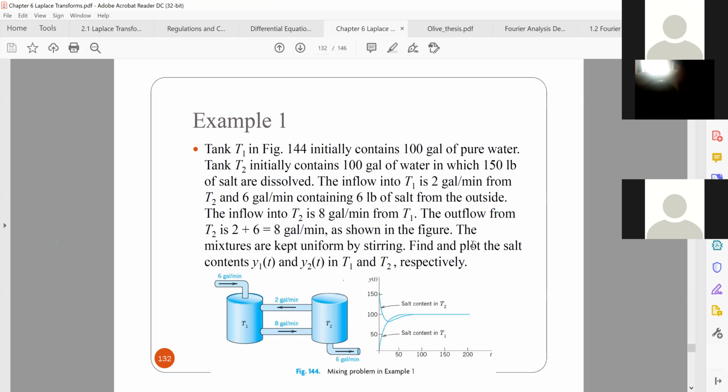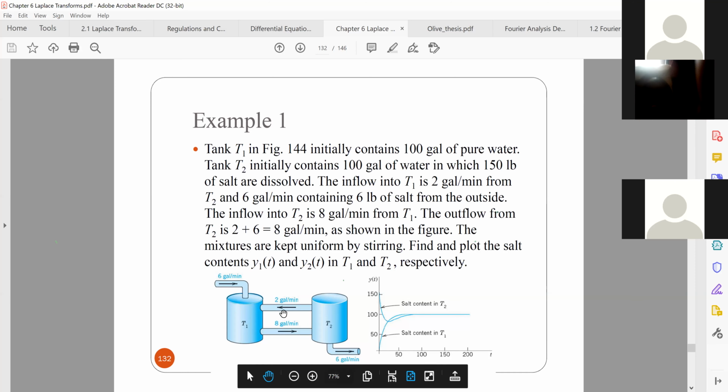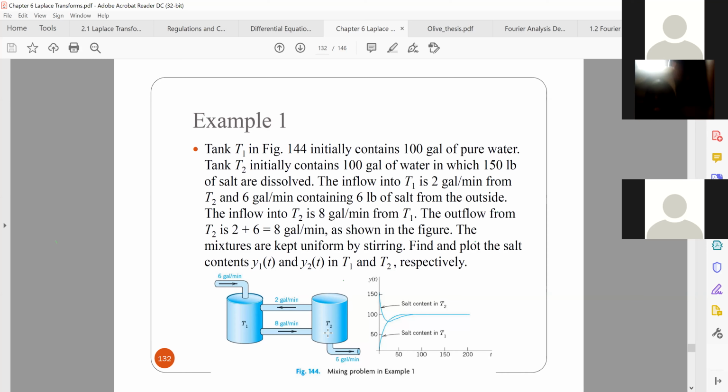So we have a system here. Tank 1 initially contains 100 gallons of pure water. Tank 2 initially contains 100 gallons of water, in which 150 pounds of salt are dissolved. Lb is pounds and gal is gallons. So the inflow into T1 is 2 gallons per minute from T2 and 6 gallons per minute containing 6 pounds of salt from the outside. This is what they are trying to present here. This is coming from the outside and this is coming from tank T2.